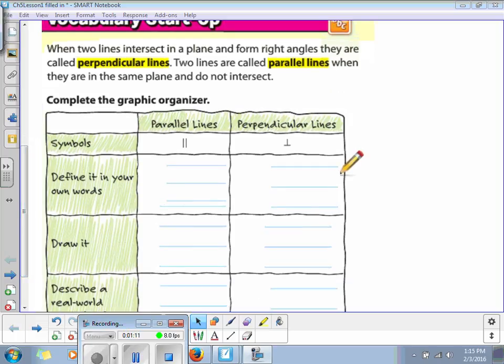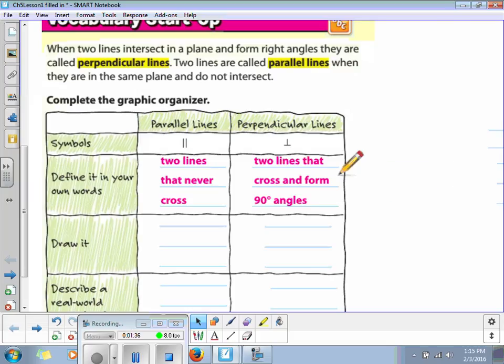For parallel lines, we have two lines that don't intersect. What about perpendicular lines? What are those, Justin? They intersect, yes. But more specifically, they intersect how? Intersect and connect. Same thing. To form a right angle. Very good. So perpendicular lines are two lines that cross and form 90-degree angles.